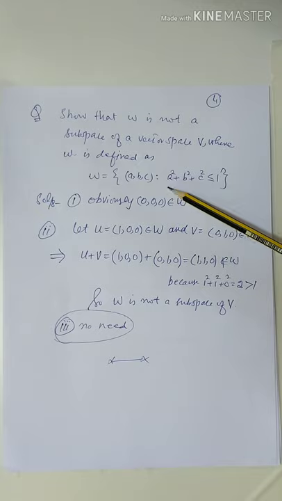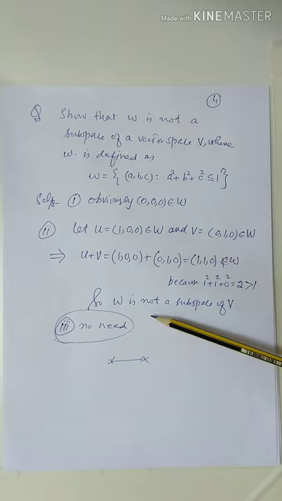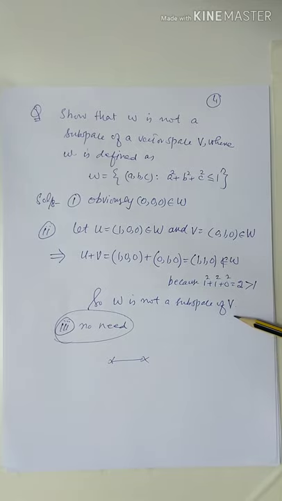If I put the values in A square plus B square plus C square, then it will be 1 square plus 1 square plus 0 square. So this will be 2, and 2 is greater than 1. And our condition was that it must be less than or equal to 1. So it means your second condition fails in this case. So W is not a subspace of V.